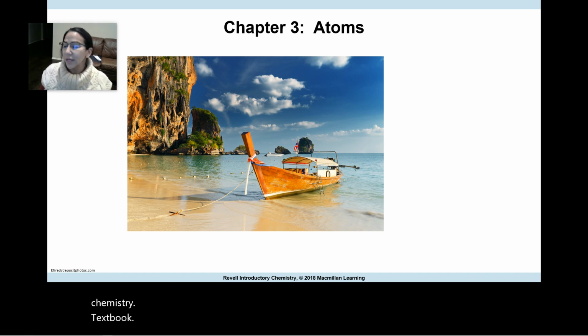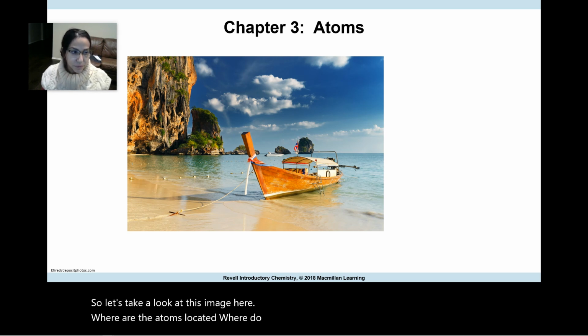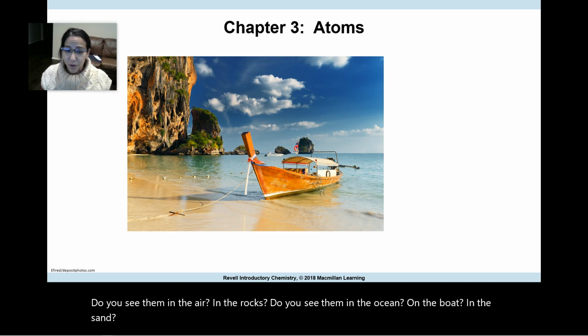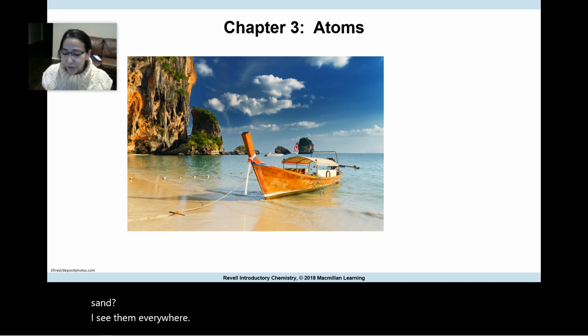So let's take a look at this image here. Where are the atoms located? Where do you guys see atoms? Do you see them in the air, in the rocks? Do you see them in the ocean, on the boat, in the sand? I see them everywhere. All around us, and everything we do and everything we touch, right?